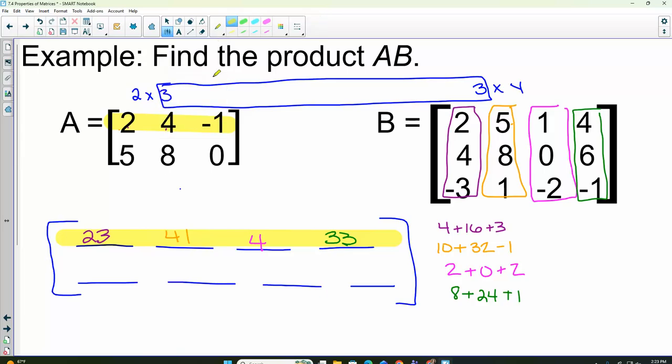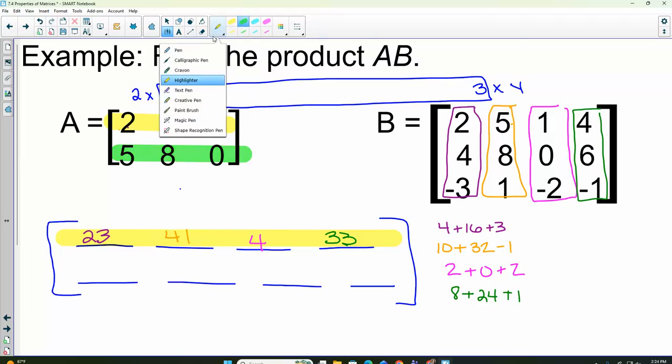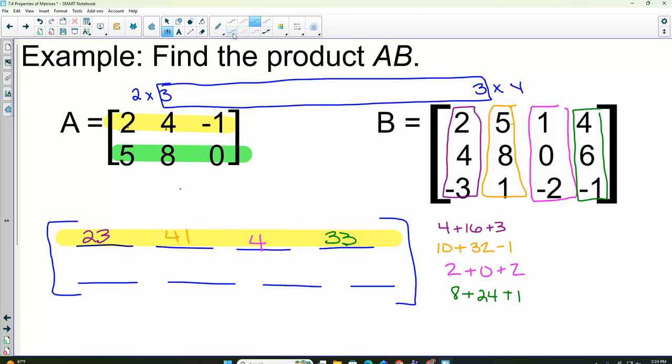To get the second row, we're just going to use the second row of matrix A, and we're going to go through the same columns. So 5 times 2 is 10. 8 times 8 is 64. 0 times negative 3 is 0. Oh, sorry. I jumped over to the second column in the middle of that, didn't I? Okay. 5 times 2 is 10. 8 times 4 is 32. 0 times negative 3 is 0.